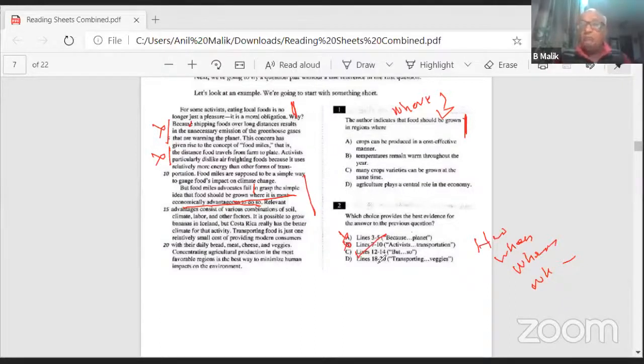I can check the other one also. Now, I go and match this on top. What is this line saying? It must be grown where it is economically advantageous. I go and check. So I see, crops can be grown in a cost-effective manner. Done. The answer is done.